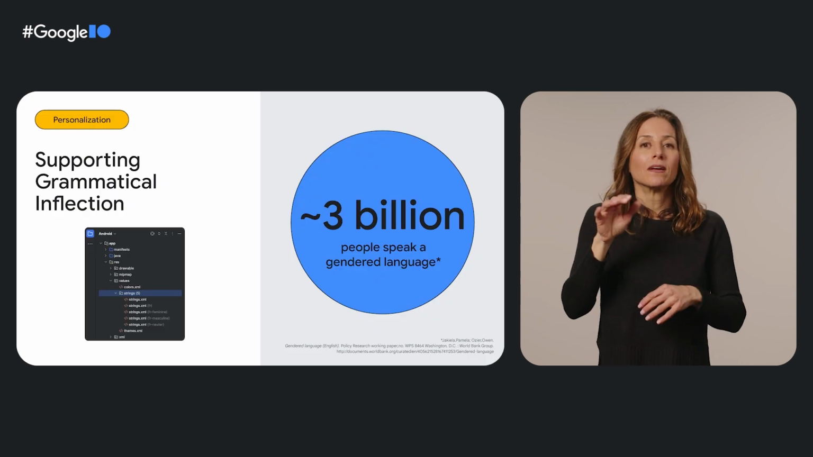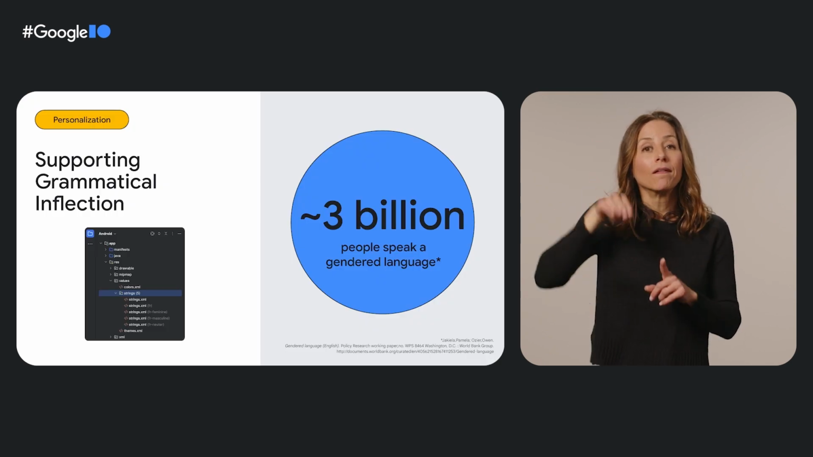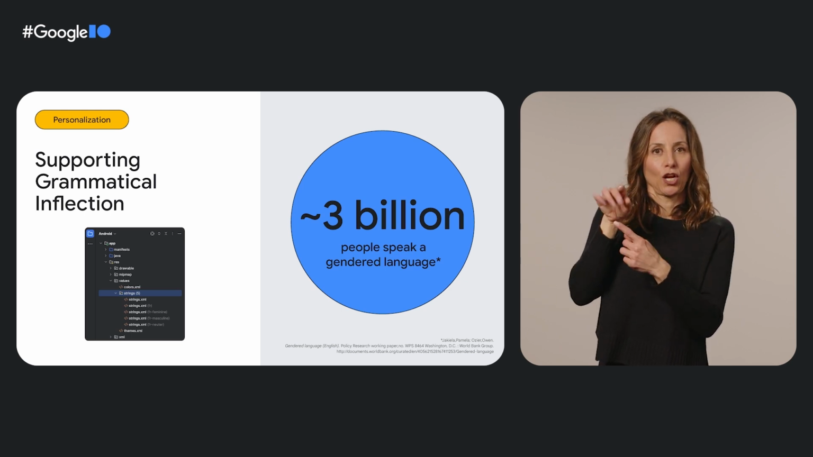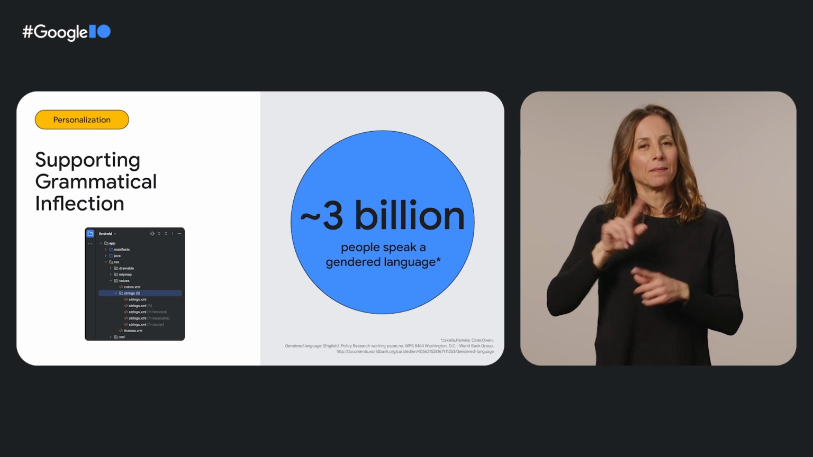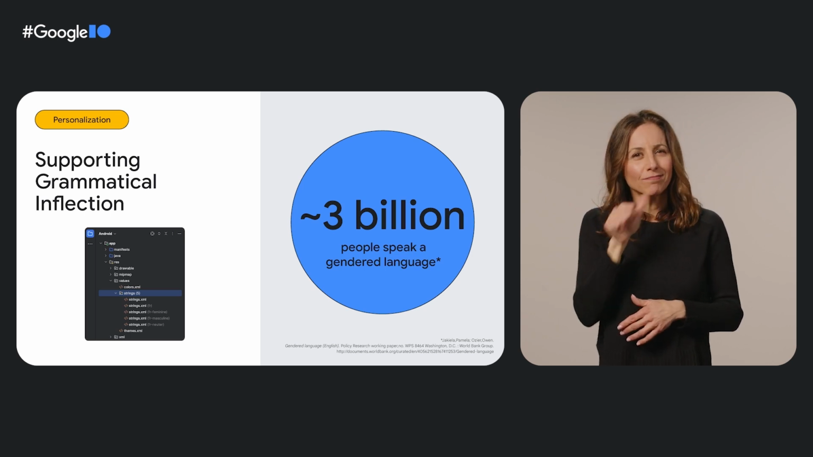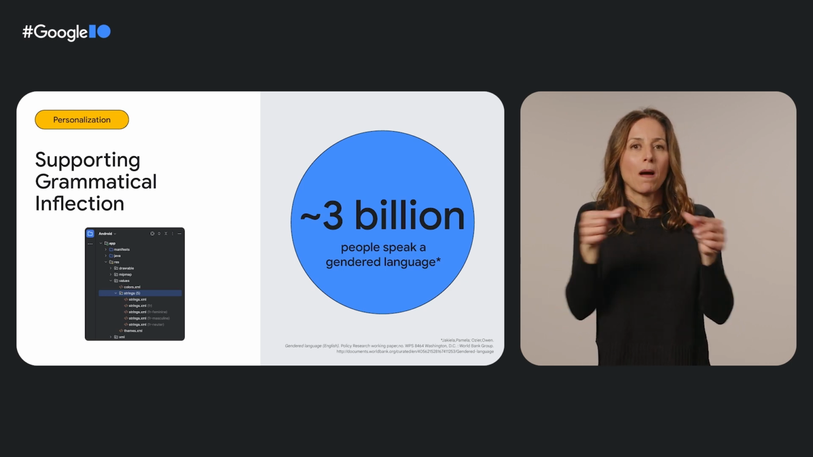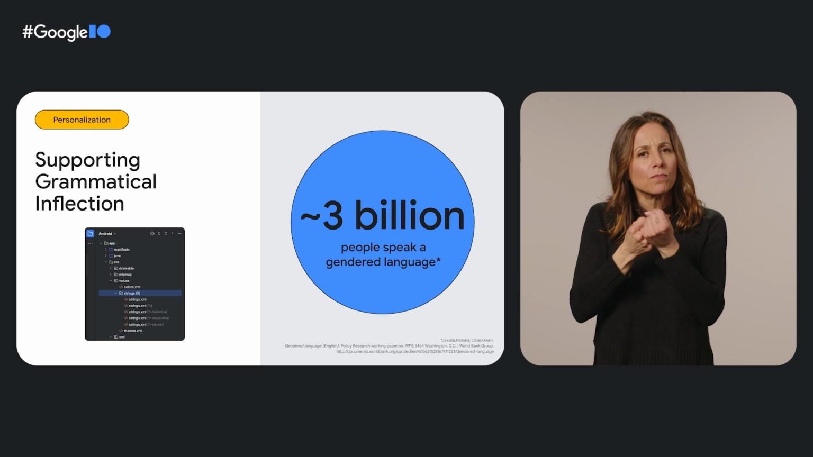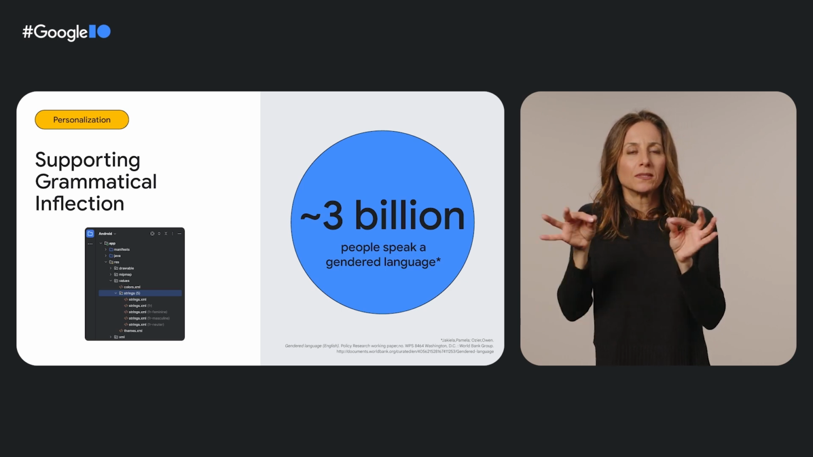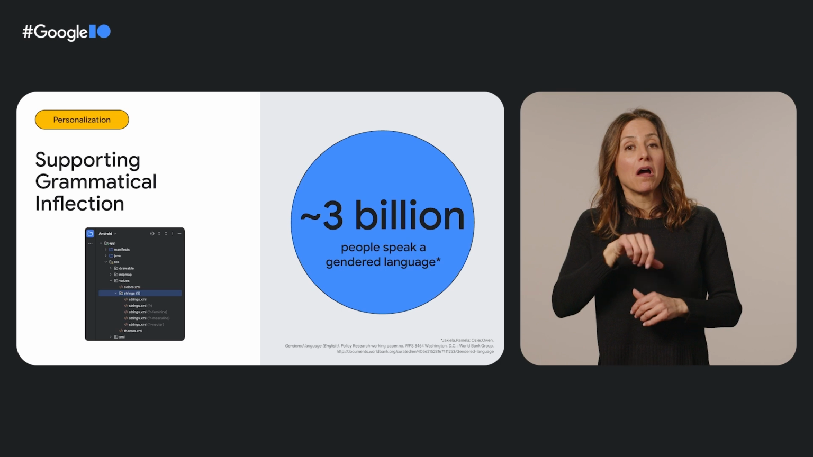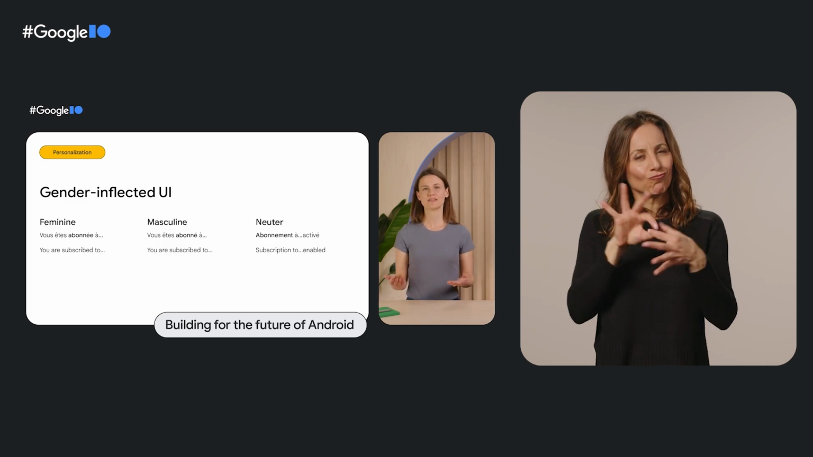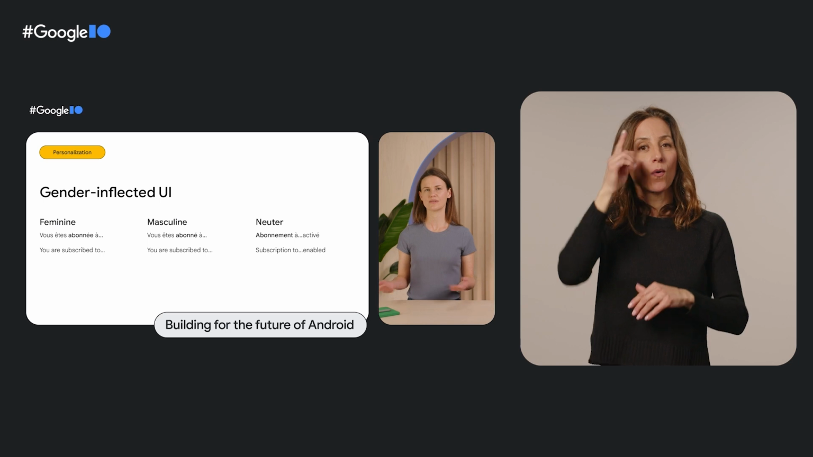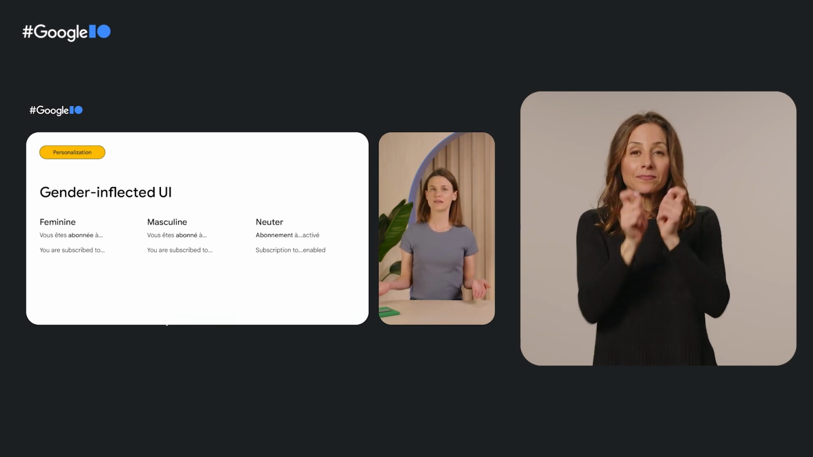In gendered languages such as Arabic, Hindi, or Spanish, words inflect or change according to the gender of the person being referred to. The default inflection is often masculine, but this may feel less relatable to other genders. So in Android 14, we are adding the Grammatical Inflection API, which supports the creation of new gender-qualified string resources, such as feminine, masculine, and neutral alternatives. For more details on how to configure these changes in Android Studio and ensure that your app is more relatable for your users, check out Building for the Future of Android.